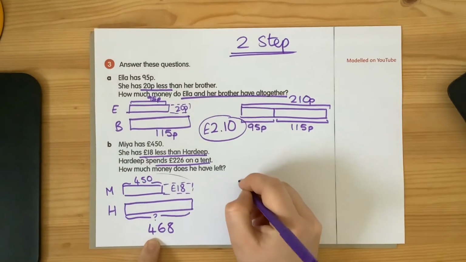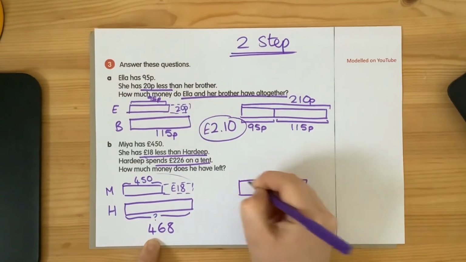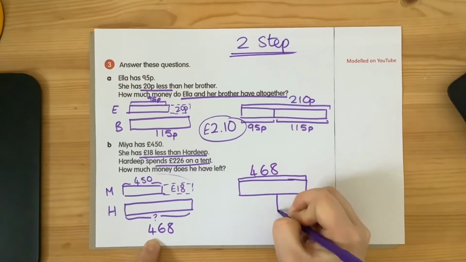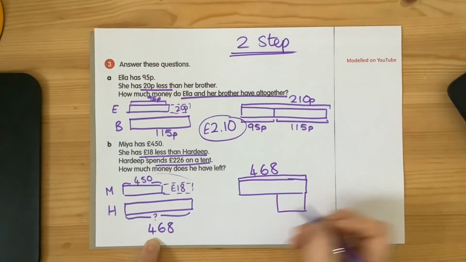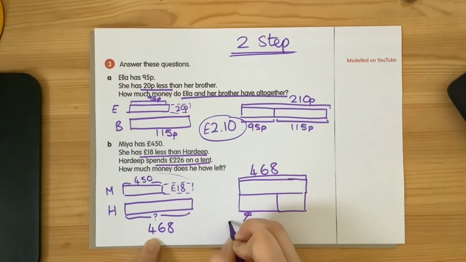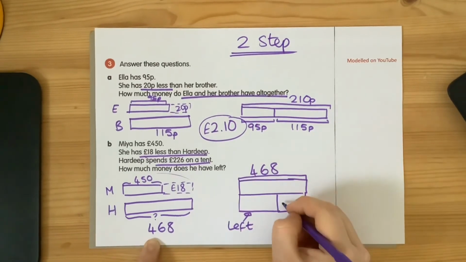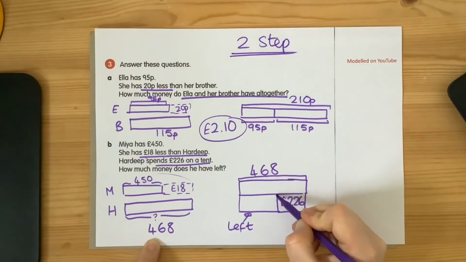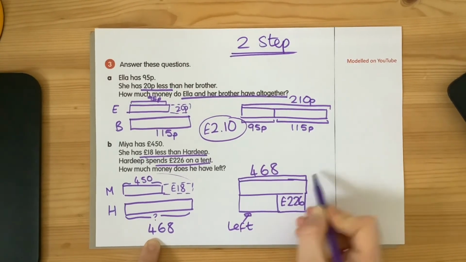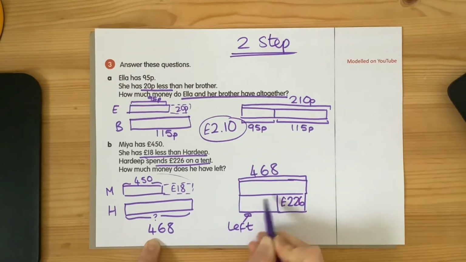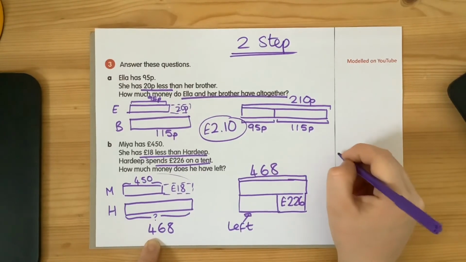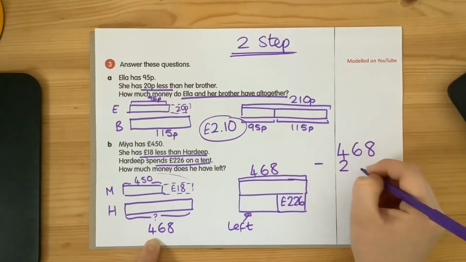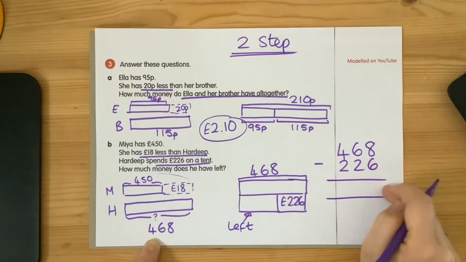Now I know he's got that, he can go shopping. So he had that amount before he went shopping. He then spends this amount. This amount is how much he spends. So this amount here is what he has left. Now I know how much he spends. He spends £226. So if I remove the 226 from the amount he had, I'm left with what he had once he'd finished shopping. So he went into the shop with £468. He spent 226 of those pounds. How much has he got left?